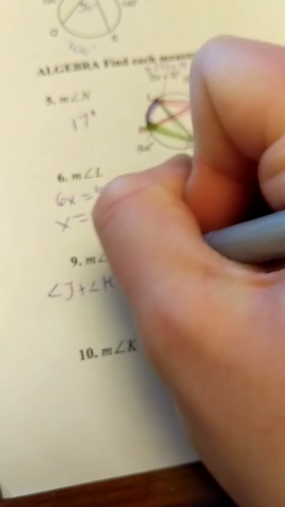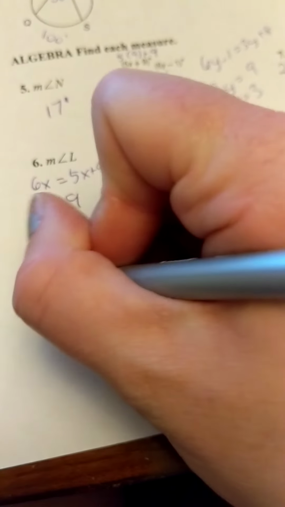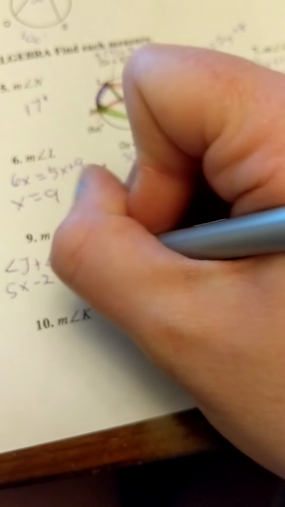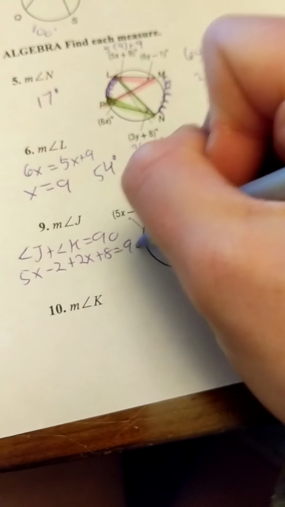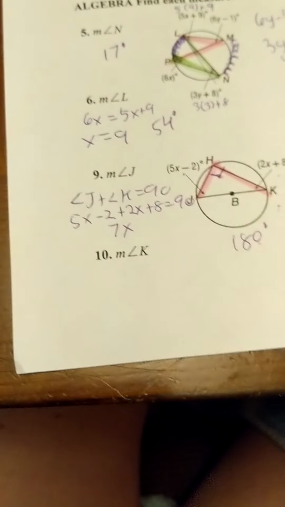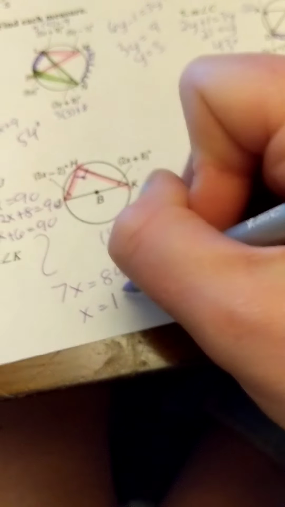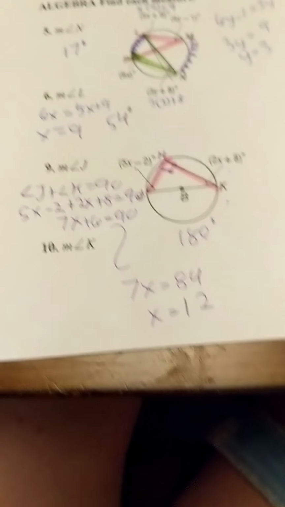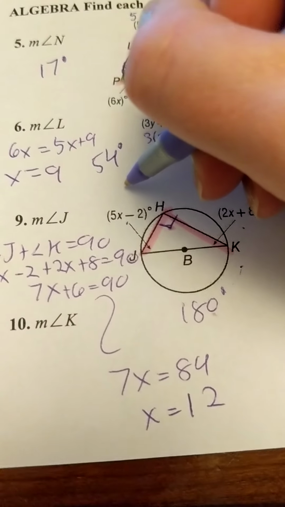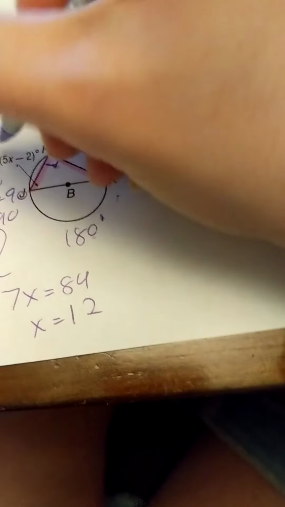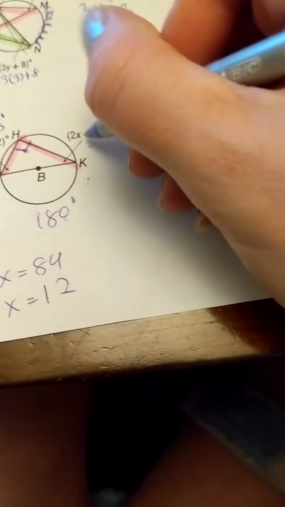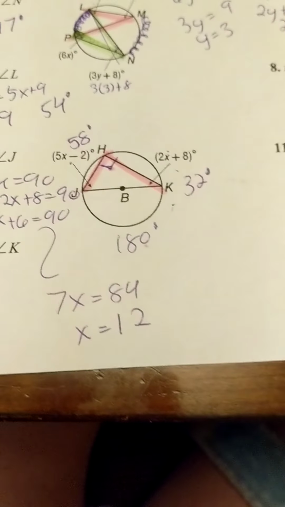So then I know that angle J plus angle K has to equal 90. So plugging in my expressions, 5x minus 2 plus 2x plus 8 equals 90. Combining like terms, I get 7x plus 6 equals 90. Subtracting, 7x equals 84. X goes into 84 twice, so I get x is equal to 12. Plugging back in, 5 times 12 is 60, minus 2 leaves me with 58 degrees for angle J. 2 times 12 is 24, plus 8 gives me 32 for angle K.